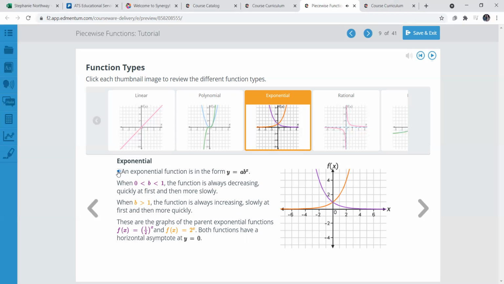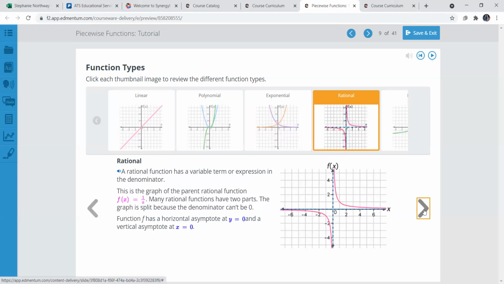Okay, so as you can see, they give us the example about the function that is always increasing slowly, and as you can see, it slowly increases at first, and then it increases dramatically after that. So it starts off pretty slowly, and then it goes dramatically up, and then it just keeps increasing up, up, up, and up. Okay, so now let's go to rational functions.